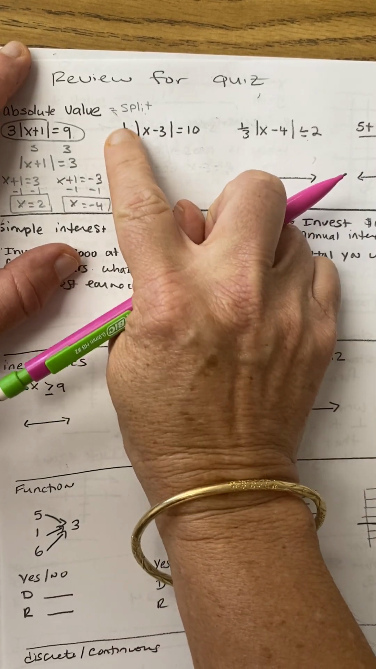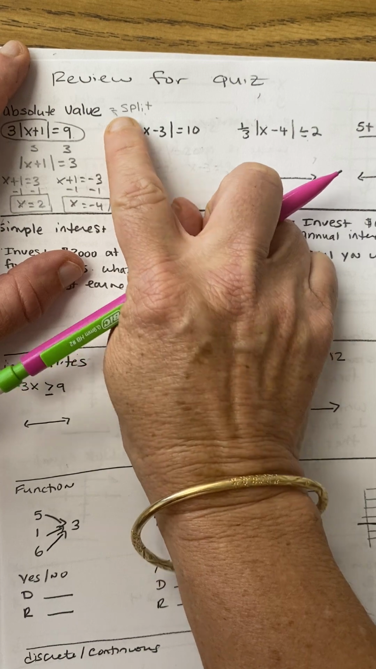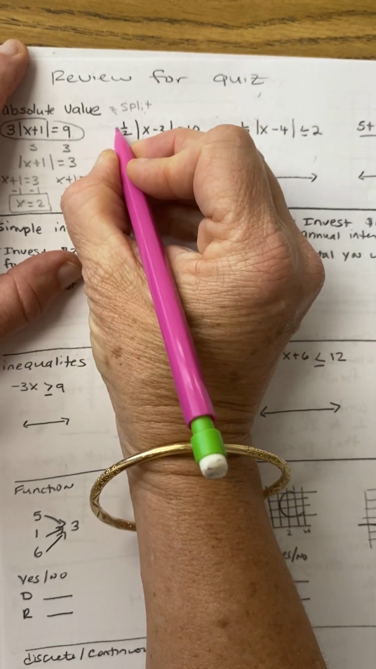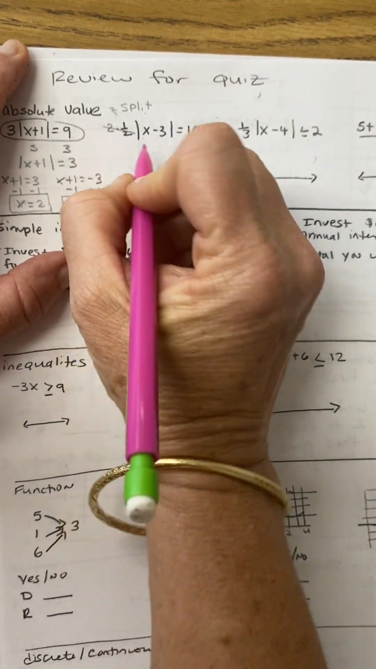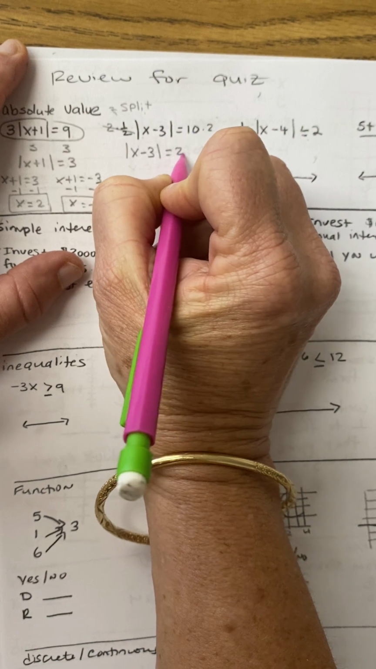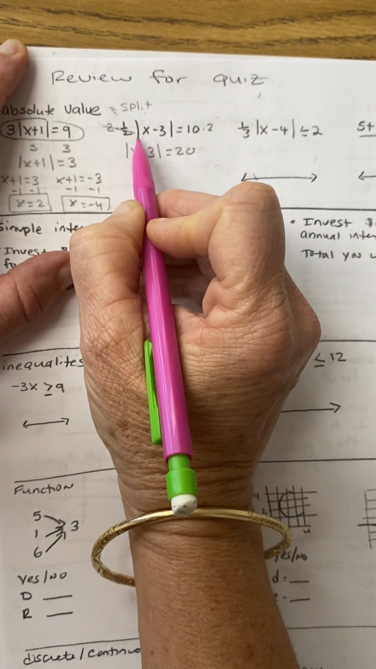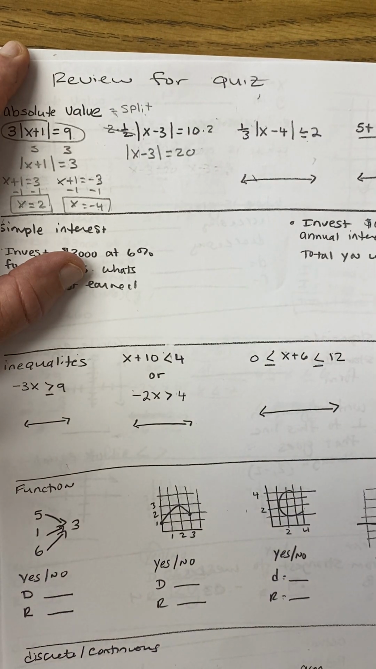There's a half on the outside, so I know I have to get rid of that. Now, I usually say to get rid of a half, I would multiply both sides by 2. That gets rid of the half. I now have x minus 3 in the absolute value sign equals 20. Now, some of my students will say, oh, I would divide both sides by a half. That's totally fine. I'll get you the same answer.